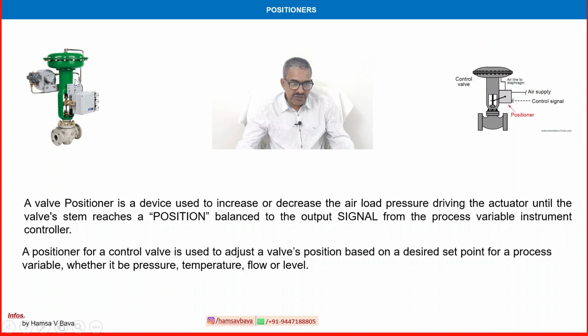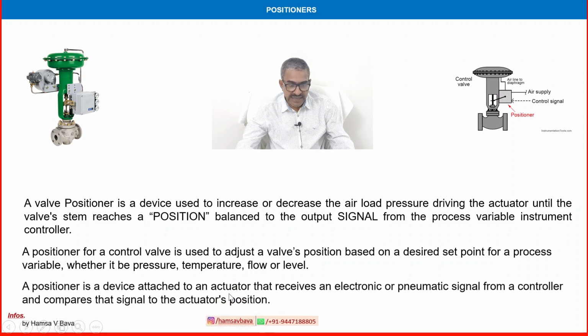This is the positioner. This is the control valve. This is the valve body, and this is the actuation system, and this is the positioner. A positioner for a control valve is used to adjust a valve position based on a desired set point from a process variable, whether it is pressure, temperature, flow or level. So it is connected to the positioner, receiving the signal from the controller based on the set point of the process variable.